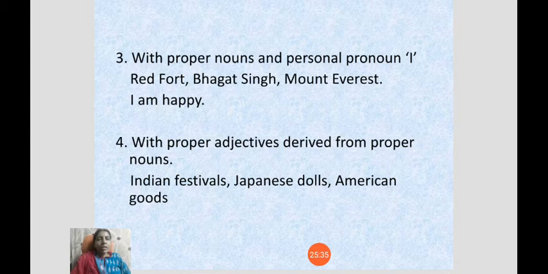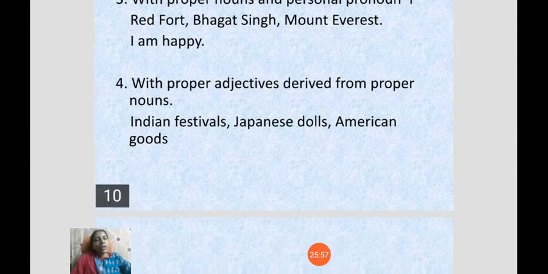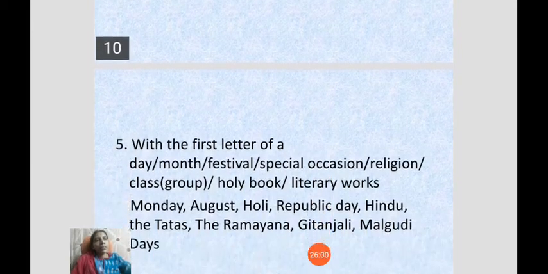In the same way, Japanese. Japan is the proper noun and here the adjective derived is Japanese. Japanese dolls. So that's why it is written in capital. So try to remember this. Now let's look at another part.